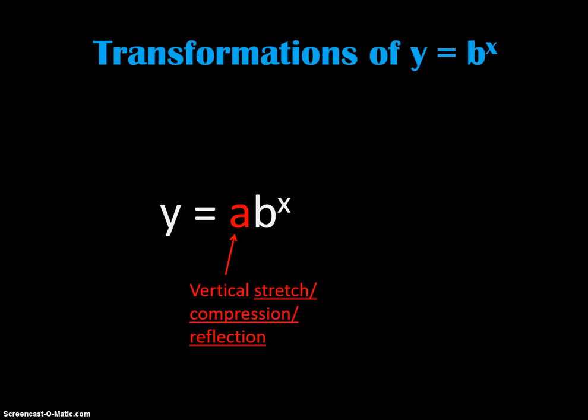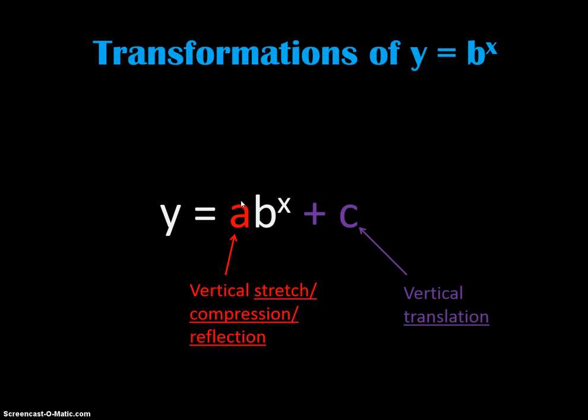So let's just sum up. If we have the original exponential function and we start transforming it, so for instance adding an a value, it's going to stretch it vertically or compress it vertically. Now if your a is a negative, it's going to be a vertical reflection, in other words a reflection in the x-axis. Now your c value is a vertical translation, which means it's going to move your exponential function up and down.